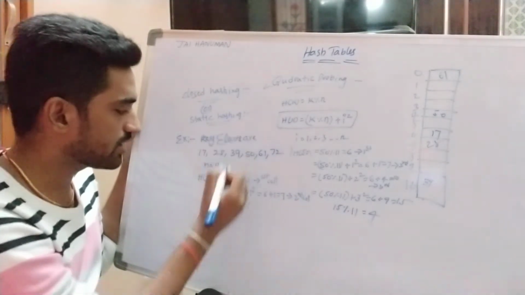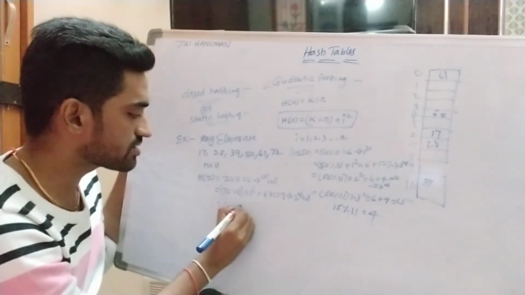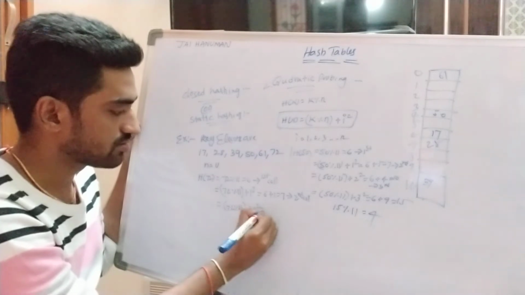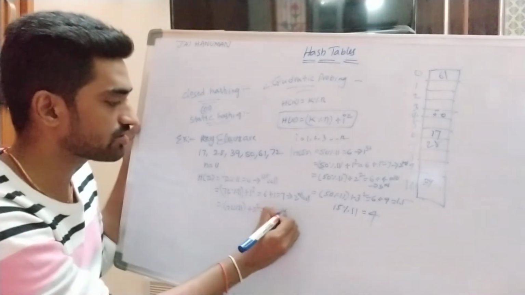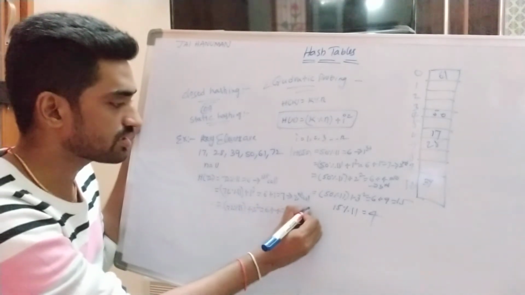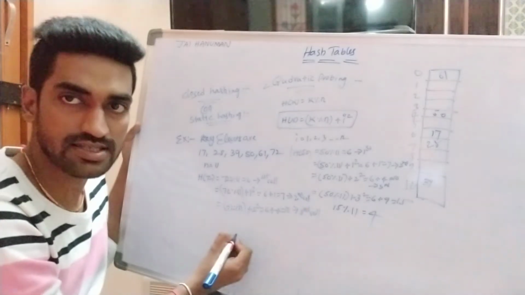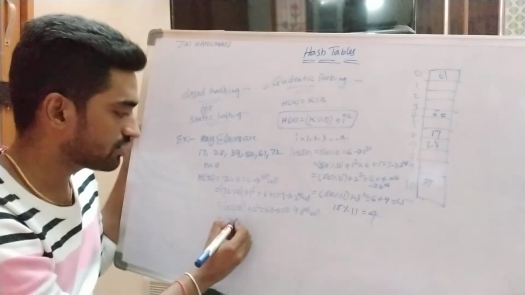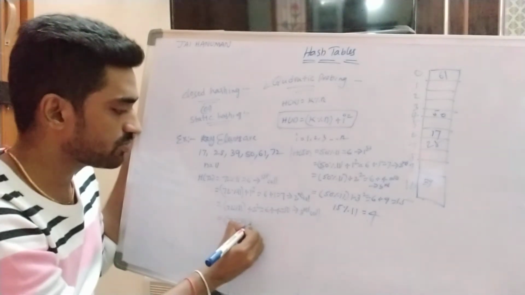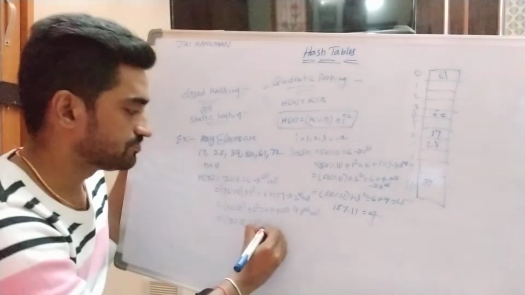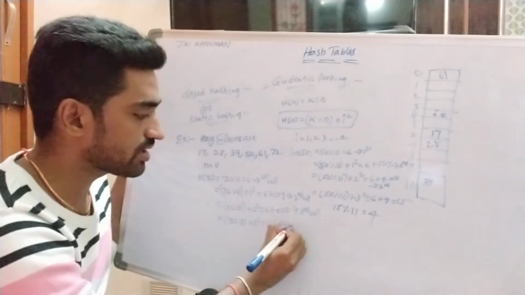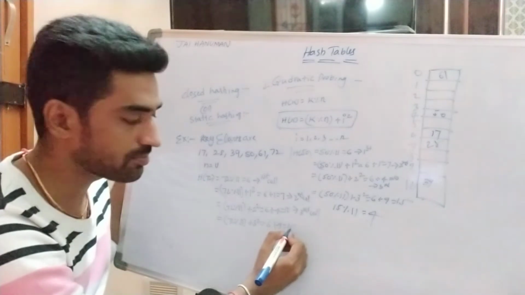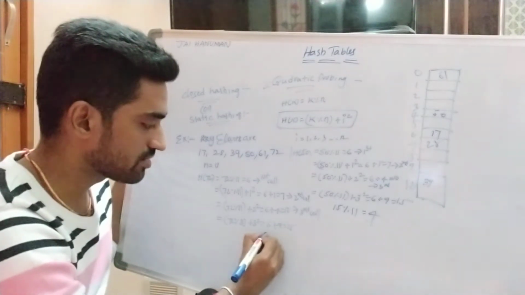Then again apply quadratic probing. 72 modulo division of 11 plus 2 square: 6 plus 4, which is equivalent to 10. Third collision has occurred. So here again we are applying quadratic probing. 72 modulo division of 11 plus 3 square, 6 plus 9, which is equivalent to 15. So 15 is not present in the hash table, so that's why this can be taken as input.